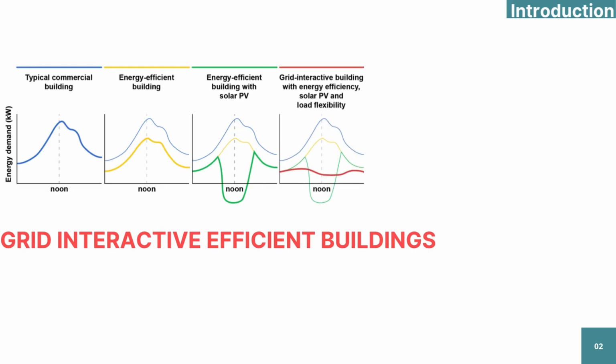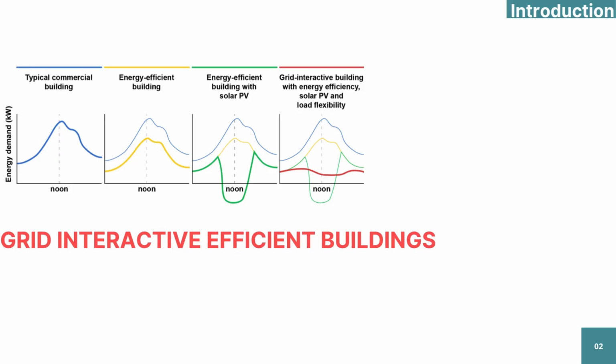Finally, the red line represents a grid interactive efficient building. Here, batteries and smart controls shift energy use, respond to grid signals, and even share power with neighboring buildings. My main aim in this project is to achieve this red line, creating a smooth energy curve, lowering energy cost, reducing peak demand, and supporting a stable, sustainable grid for everyone.